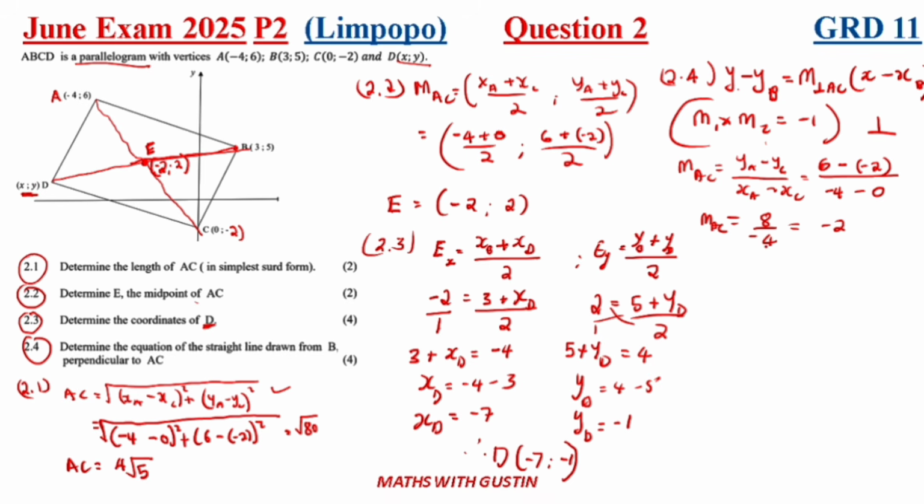So therefore the gradient perpendicular to AC is equal to 1 over 2. Right, so now we're going to continue with this gradient of 1 over 2. We're going to substitute it into our equation. Remember the coordinates of B are given by 3 and 5.